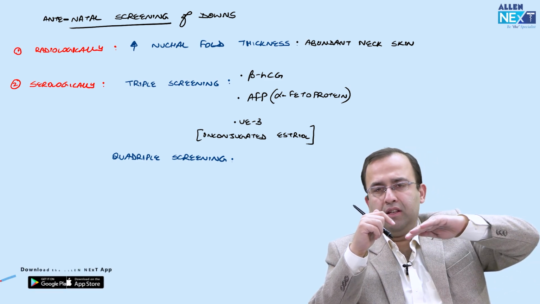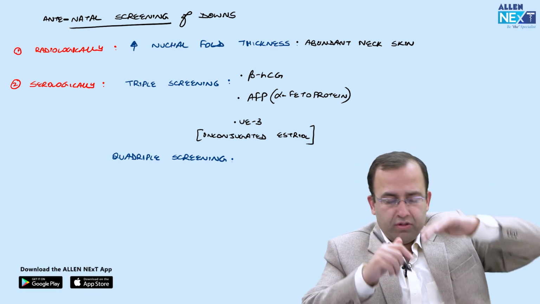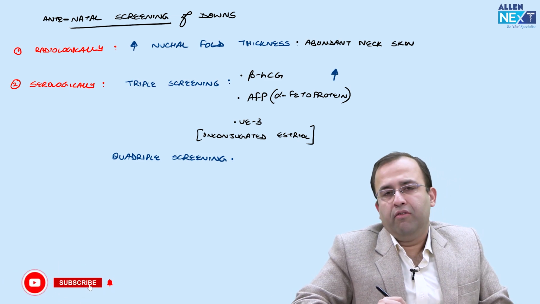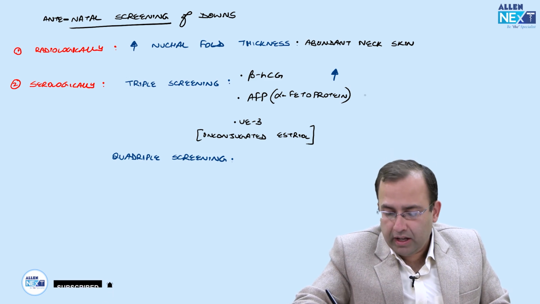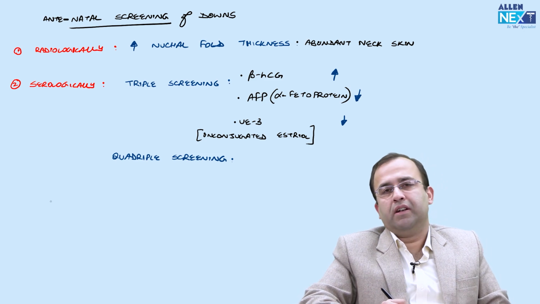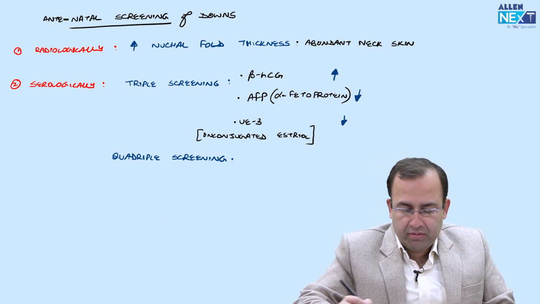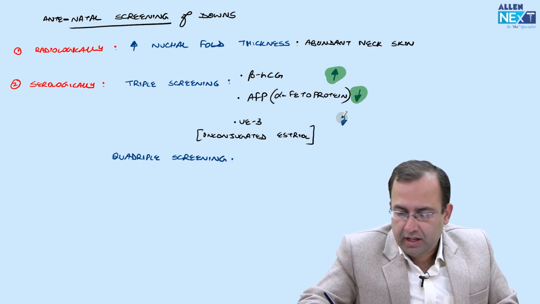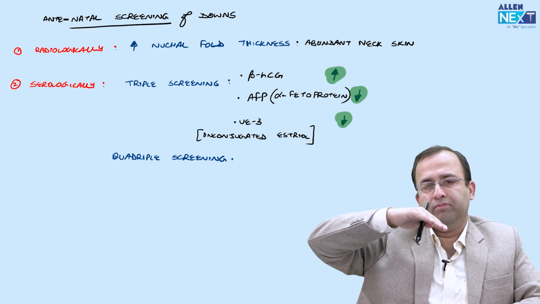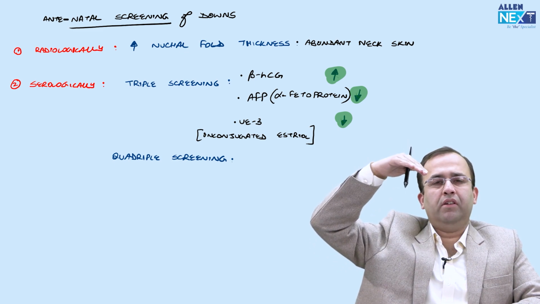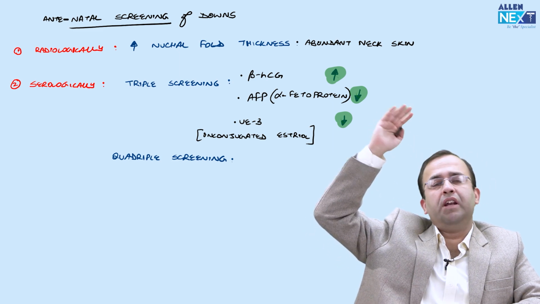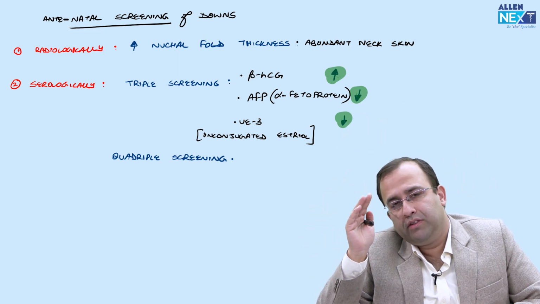HCG increases in pregnancy, and it is further increased in Downs. So beta HCG increases in Downs, whereas, very, very important, AFP, alpha fetoprotein, and UE3 reduce in Downs. Easy to remember. See, in pregnancy, HCG is high. If it is markedly elevated, Down syndrome. If it is going to the roof, it is very, very high.